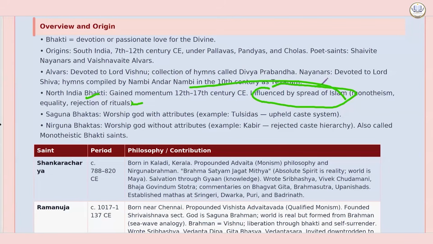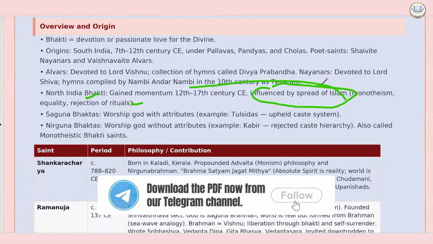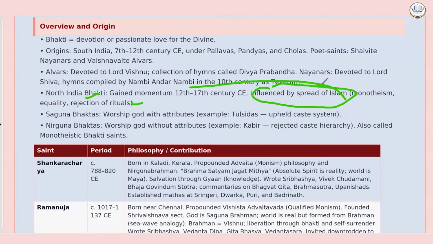Then we have Saguna Bhaktas, who worship God with attributes, for example Tulsidas, who upheld the caste system. And if you see, the Bhakti movement is way more progressive, and it is not falling from the sky or just getting influence from other religions. It is there in the Vedas itself. The Vedas do not talk about sectarianism or caste; it is only in the later Vedic period. One of the Suktas, Purusha Sukta, was interpreted in a way that led to the rigid caste system, which formed later and became more and more rigid.